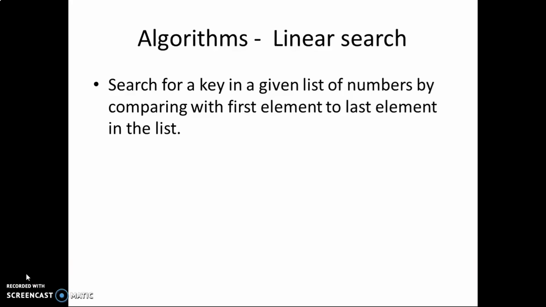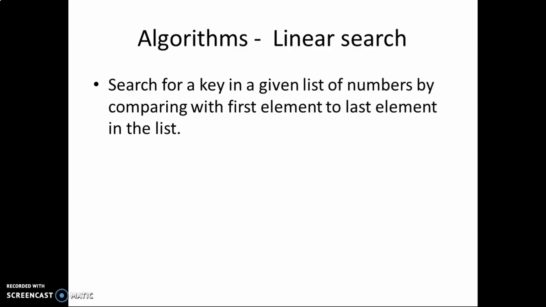Linear search means searching for a key in a given list of numbers by comparing with the first element to the last element in the list, which is easy to implement because we start with the first element and compare it with the key value. If they are not equal, then we move to the second element. If they are not equal, we move to the third element, and so on. We go up to the last element. Suppose we find the key value in the list at any position, then we stop the search process.